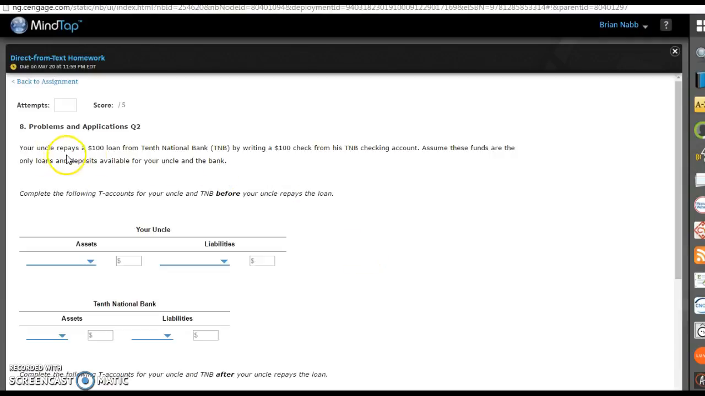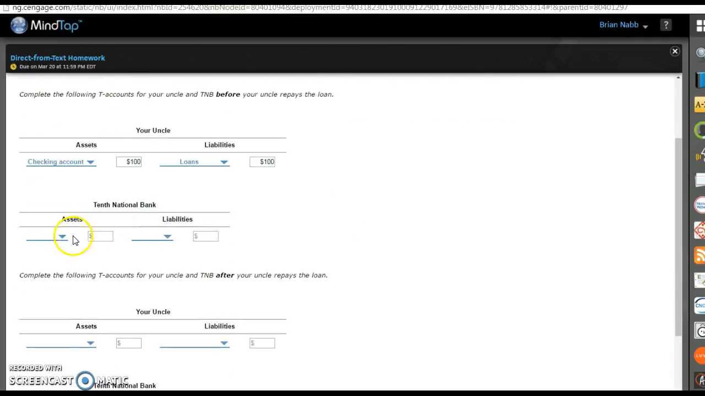Here, what it's asking you: your uncle repays a loan, $100 from 10th National Bank, by writing a $100 check from his TNB checking account. Assume these are the only loans and deposits available for your uncle in the bank. So down here, your uncle's assets, obviously an asset for your uncle is his checking account. And this is before he repays the loan. Okay, that's in bold. So he has $100.